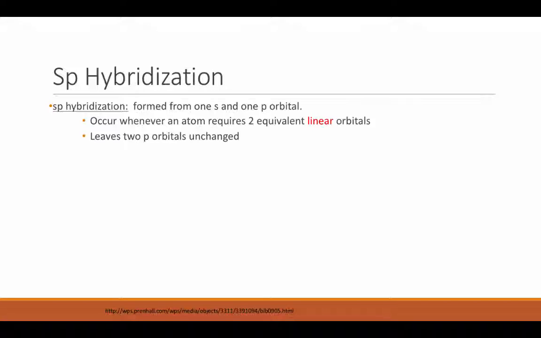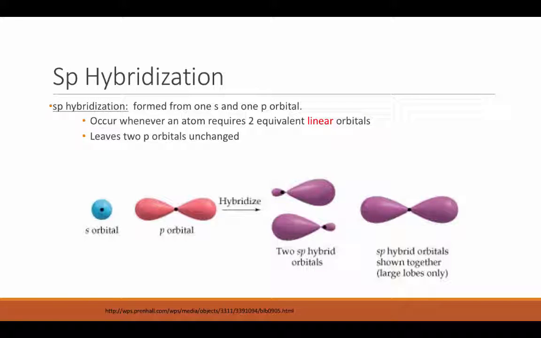Turning now to sp hybridization, sp hybrid orbitals are formed from 1 s and 1 p orbital. This occurs whenever an atom requires 2 equivalent linear orbitals, and this will leave 2 p orbitals unchanged. Here we see our s and our p, and our hybrid is a combination of both.